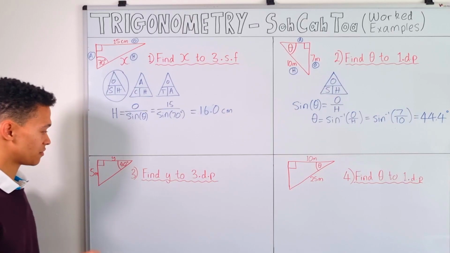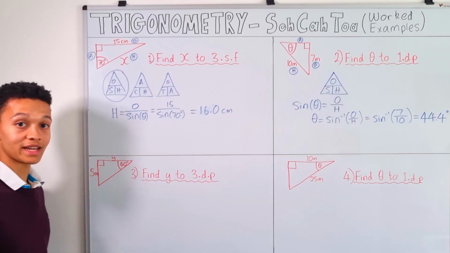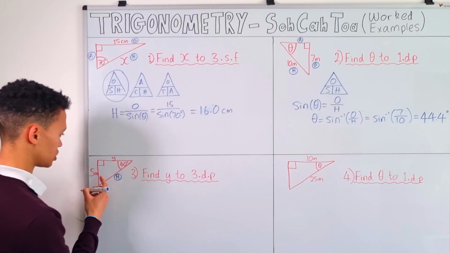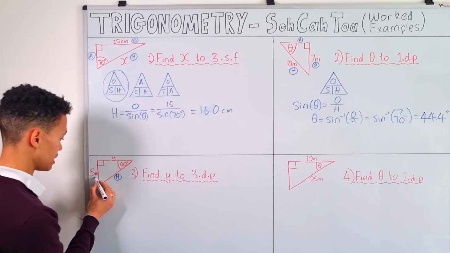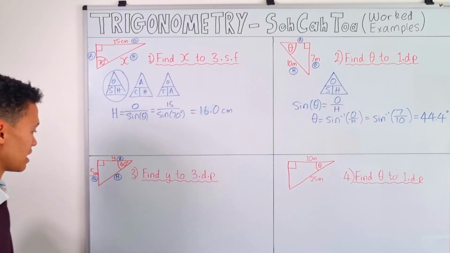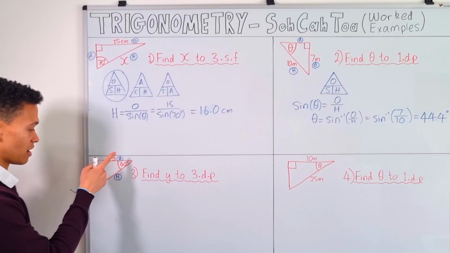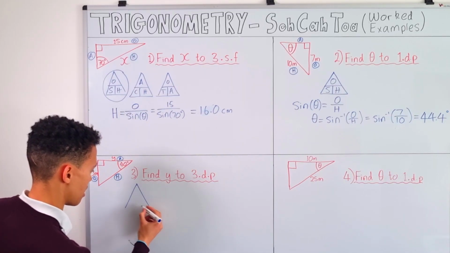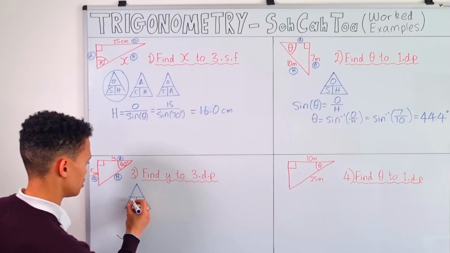Question 3 asks us to find y, that length, to 3 decimal places. So the first thing we do is label the sides. The longest side is h. The side opposite the angle is the opposite, and the other side that we're trying to find is a, the adjacent. We are given the opposite, and we want to find the adjacent. So we want the triangle with O and A in it, and that would be TOA.